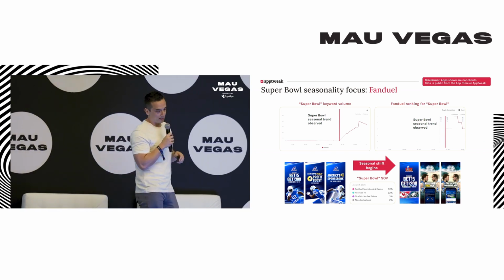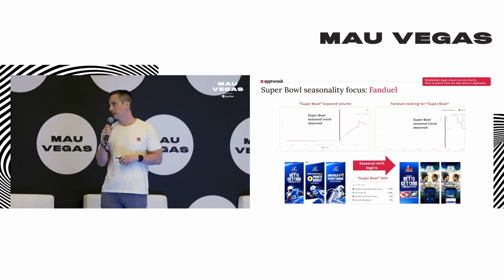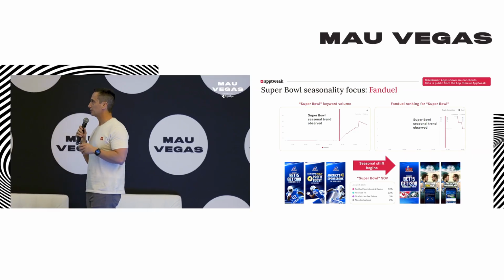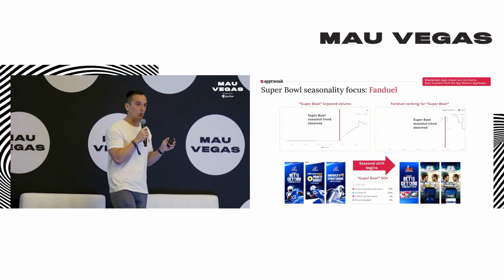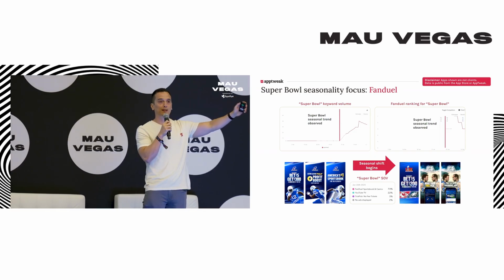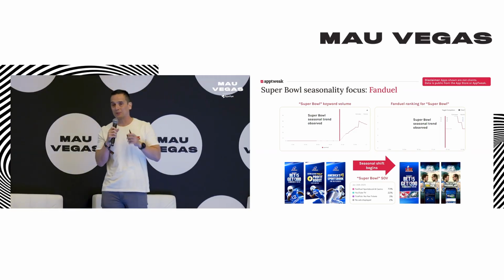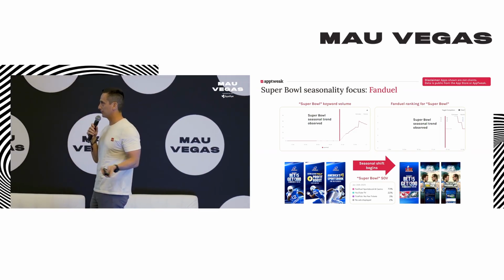So let's do a quick recap. The Super Bowl starts to increase in popularity. They bid on relevant terms, they update their metadata, and they update their creatives. And once again, for this to be so well coordinated, they had this seasonal strategy planned out for months. So I'll say it one more time. The seasonal battle is won early.